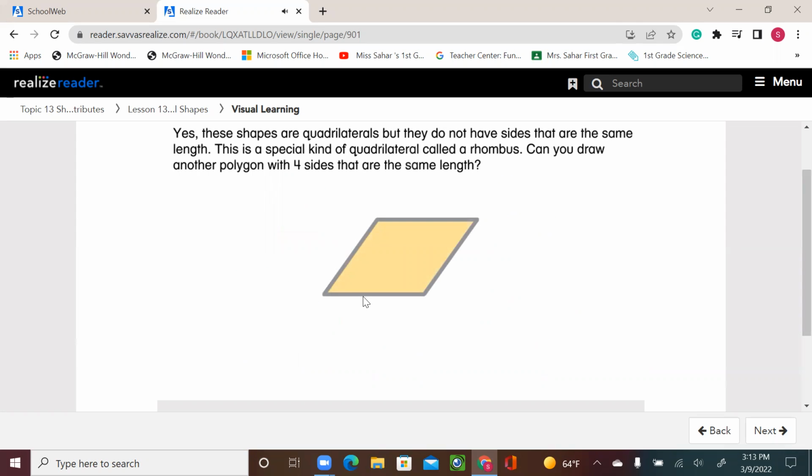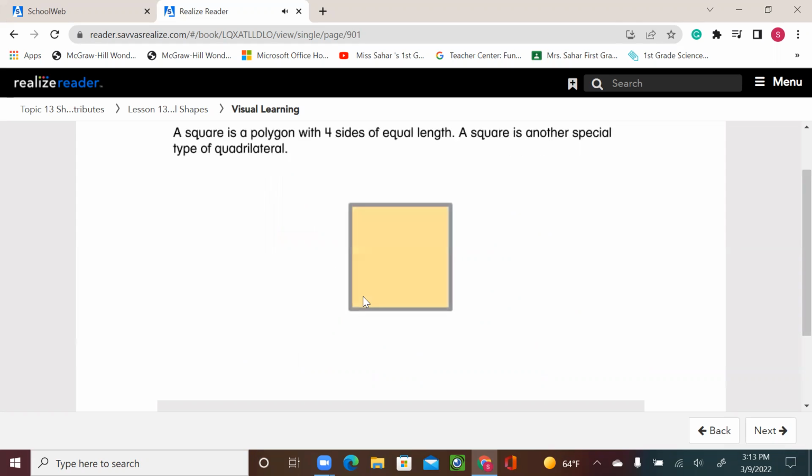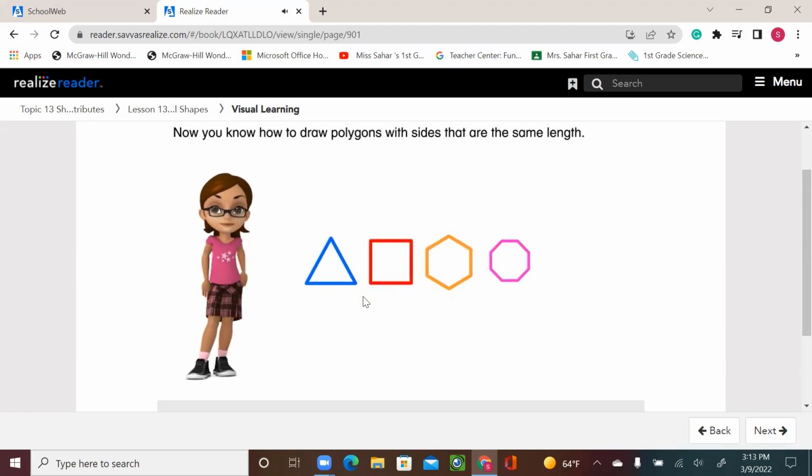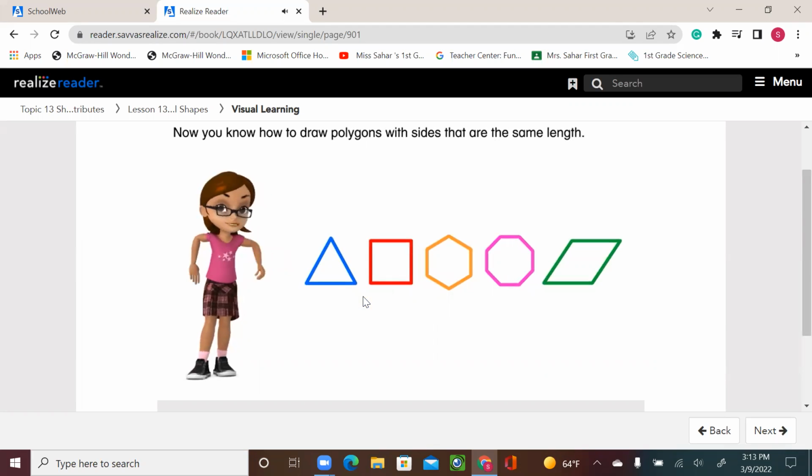This is a special kind of quadrilateral called a rhombus. Can you draw another polygon with 4 sides that are the same length? A square is a polygon with 4 sides of equal length. A square is another special type of quadrilateral. Now you know how to draw polygons with sides that are the same length.